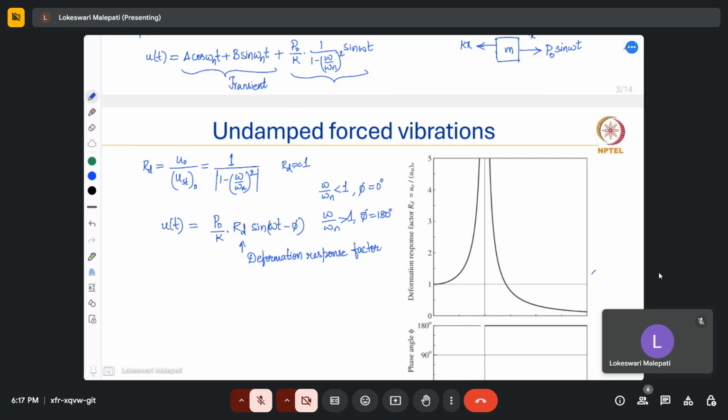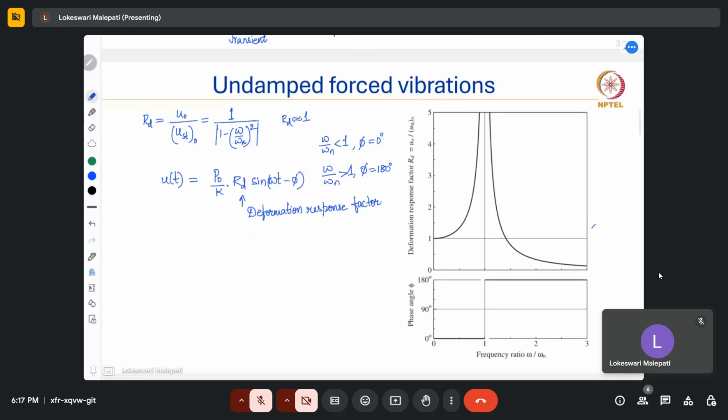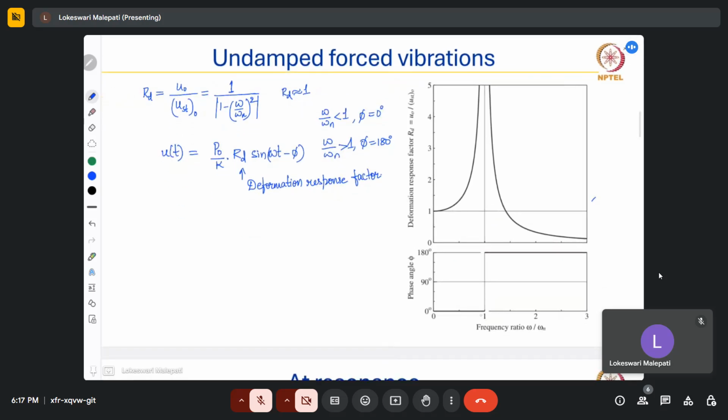Otherwise, when the frequency ratio is much higher than 1, Rd approaches 0. That means the force is varying very rapidly, and the single degree of freedom mass won't be moving because of this rapidly varying force. That's what it means. And when omega by omega n is close to 1, it is going to have a very high value. This is another plot which just shows how the phase angle varies with respect to the frequency ratio.